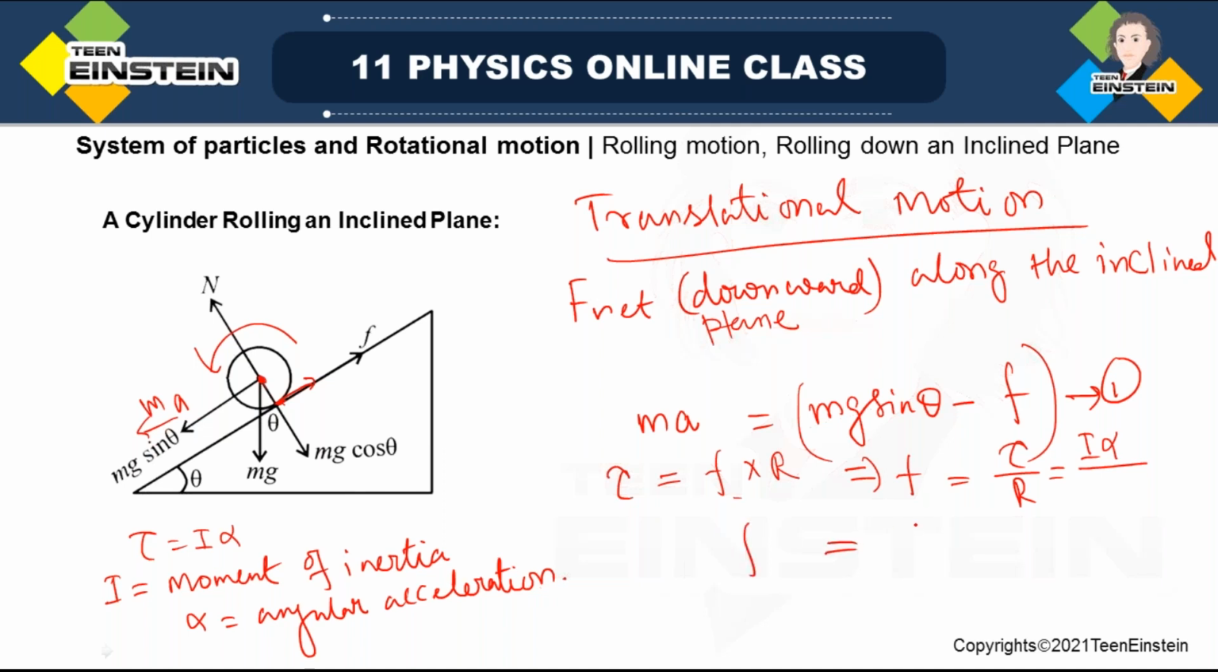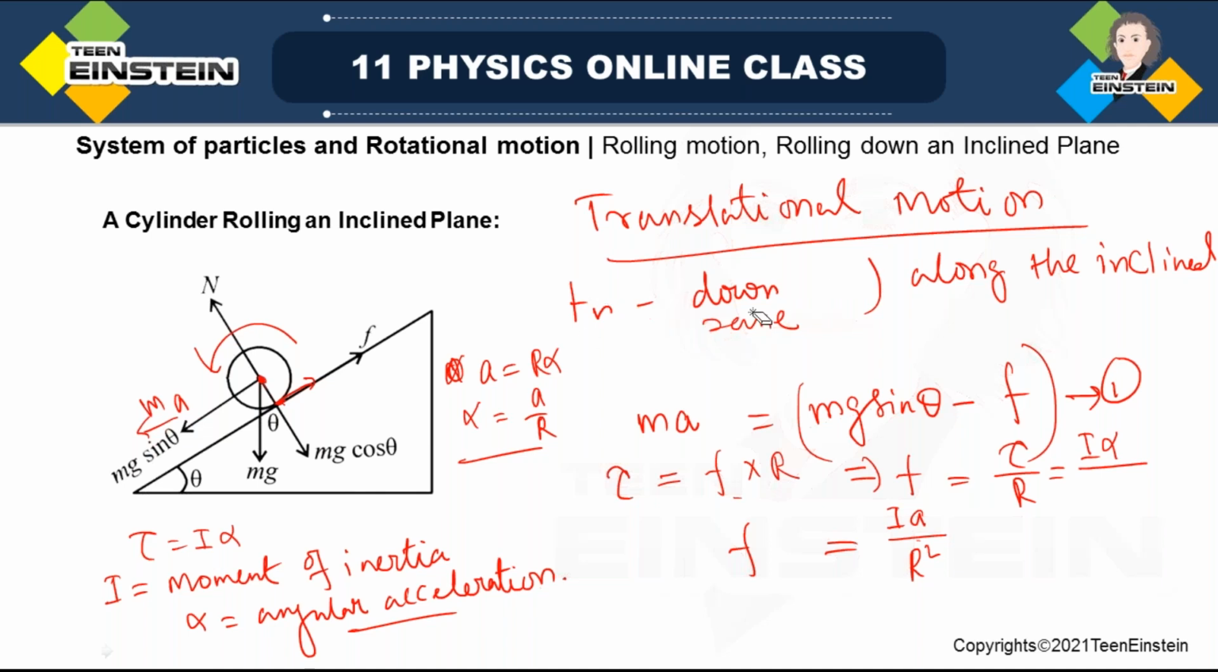So I can write F is equal to I into alpha, which can again be written in terms of linear acceleration. If a is the linear acceleration, then I can write alpha in terms of a. Linear acceleration is always given as a, and it will be r into alpha. So alpha will be a by r. If we put this in, look what we get. This frictional force will be I into a by r square, where a is the linear acceleration.